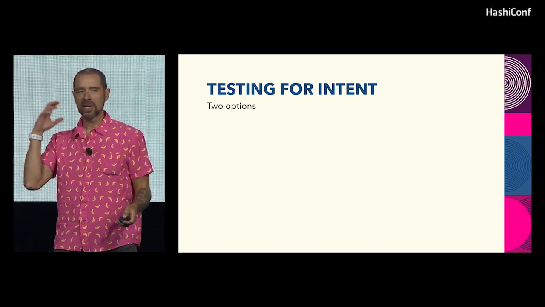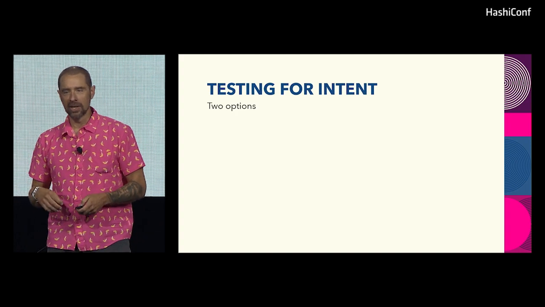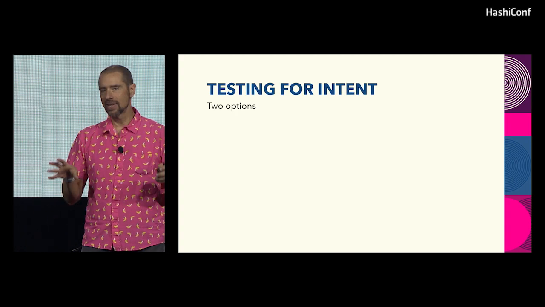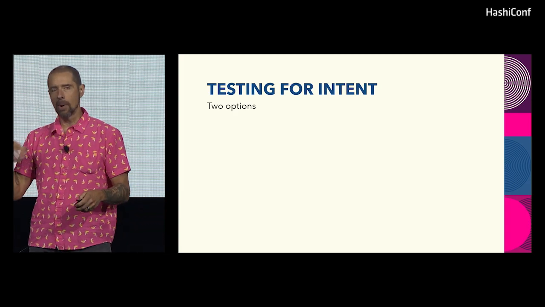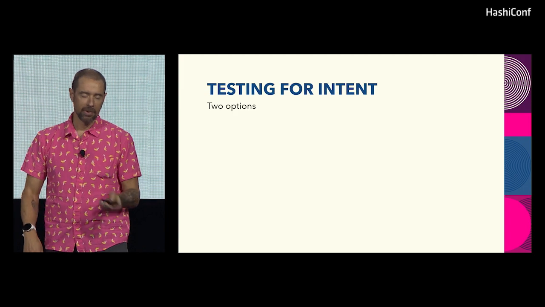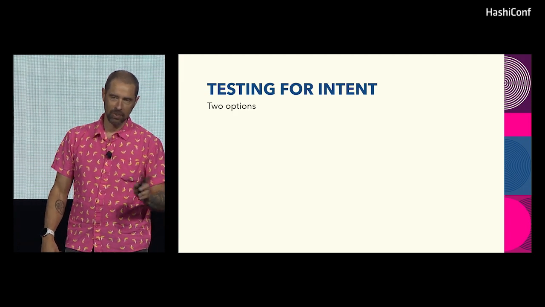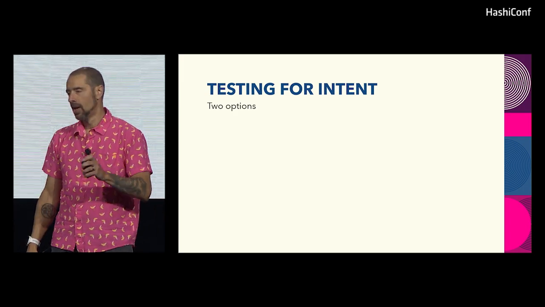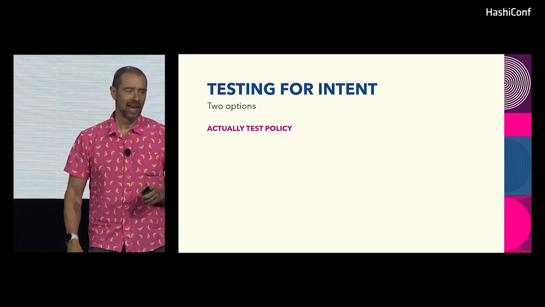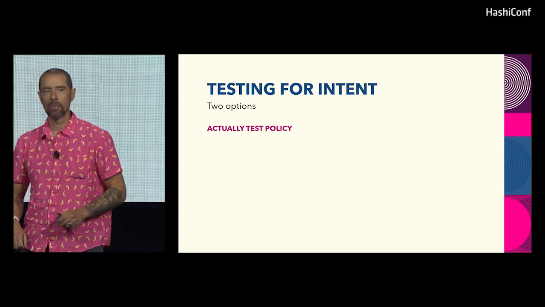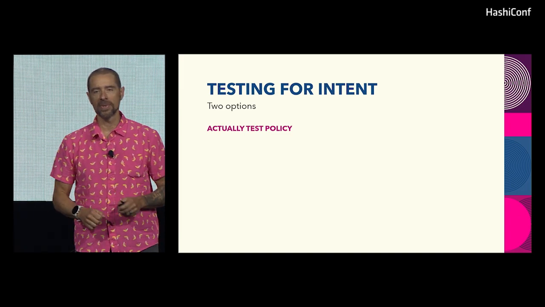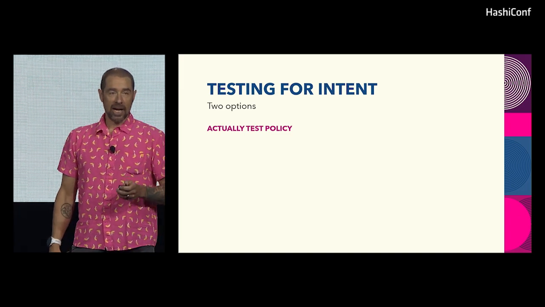So this was what was mulling in my brain about a year ago, and I started thinking about the various options for it. So let's think about testing for intent. I came up with two basic options. Or if I'm being honest, I came up with one option, realized it wasn't feasible, and then came up with the other option. So the first option I came up with was to actually test the policy. Create the policy, test it against an actual path, find out what the results are from Vault. Seems like a good idea.